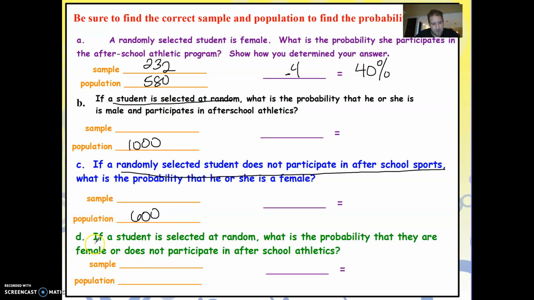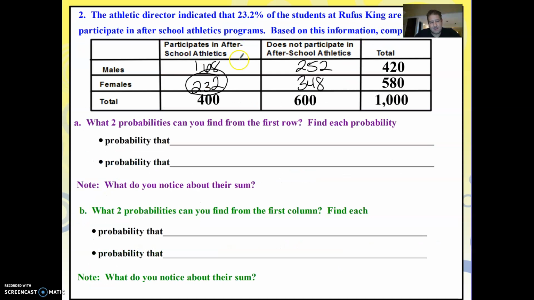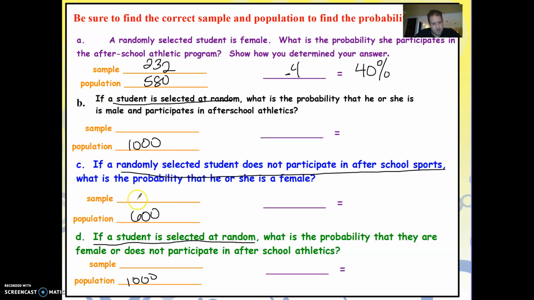So let's just keep talking about population. If a student is selected at random, okay, so that's out of 1,000 because it's out of all students selected at random. So those are your populations. Now let's talk sample for this question. What's the probability that he or she is male and participates in athletics? Has to be both, male and participate. So that'd be 168. And then you would just divide. 168 of 1,000 is 0.168, which is 16.8%.